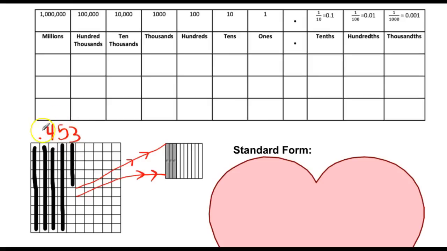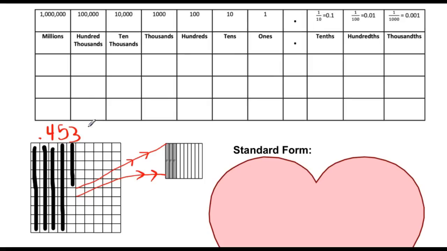because it's the same as if it were on the other side of the decimal point, except I'm going to look and see where my last digit falls. So my last digit falls in the thousandths place, so I'd say it is 453 thousandths. That is my number here.